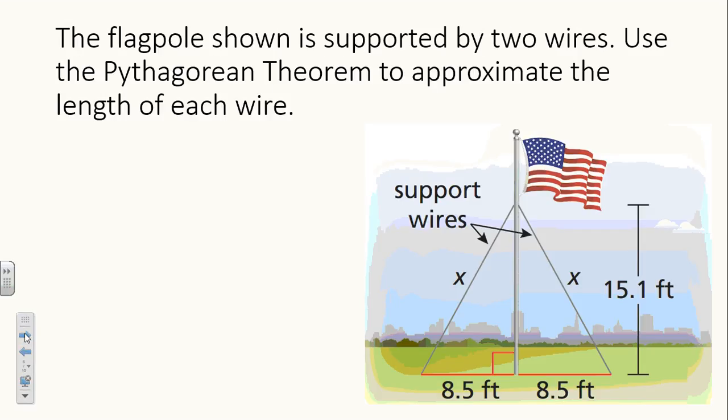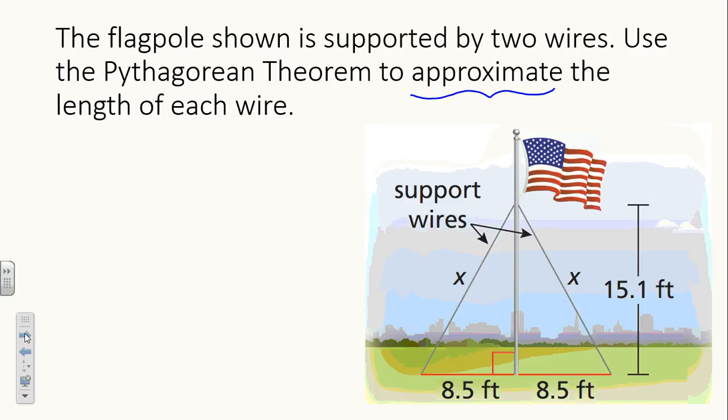Okay, so here's a flagpole, and it's being supported by two guy wires. So maybe the footings aren't deep enough, maybe this concrete hasn't set yet, right? So they have some support wires that are holding that flagpole in place, okay? We want to use the Pythagorean theorem to approximate the length of each wire. When they say approximate, that's a key that says go ahead and take the square root, use decimals, okay?